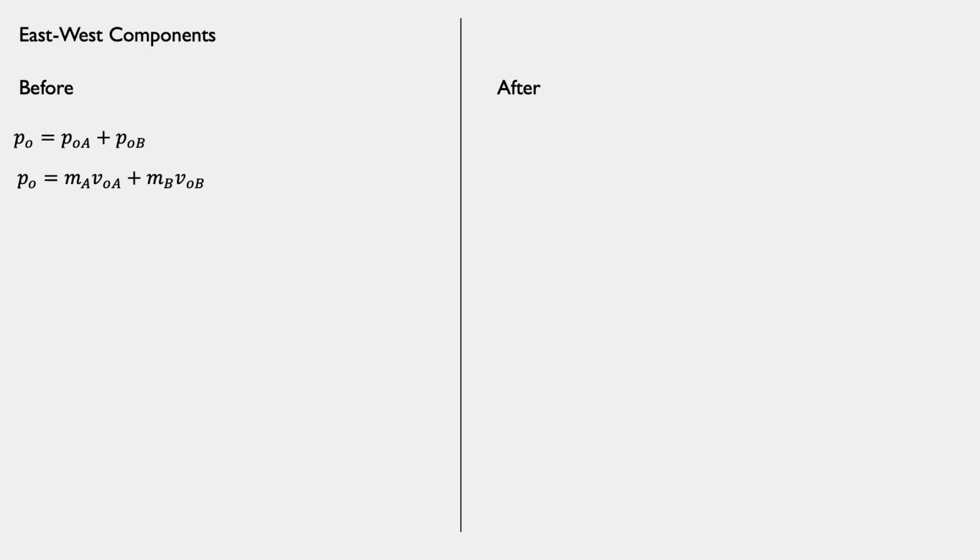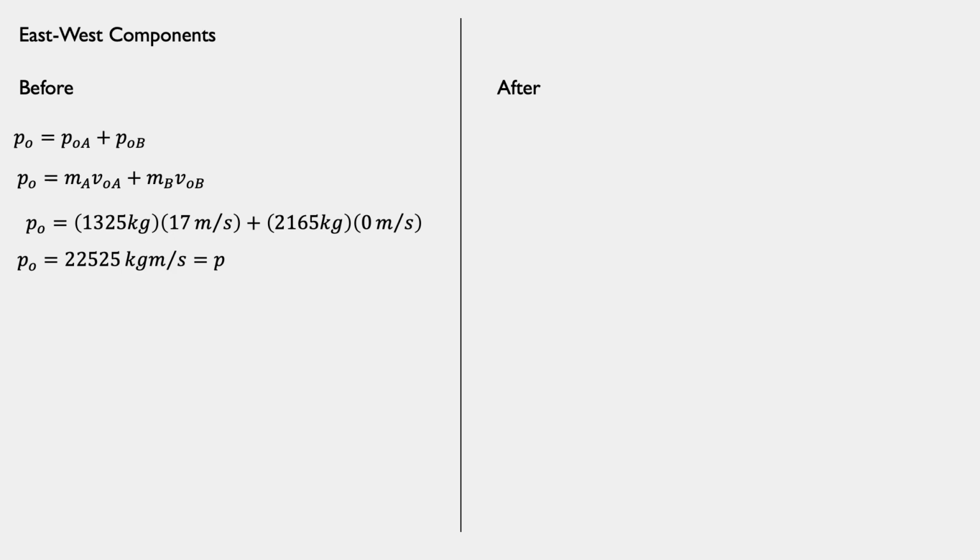Now, our object A was moving east-west, so we can put its velocity in there, but object B was moving in the north-south direction, so its initial east-west component would be 0. Now calculating this gives us an initial momentum of 22,525 kilogram meters per second, and that'll be our final momentum in the east-west direction.